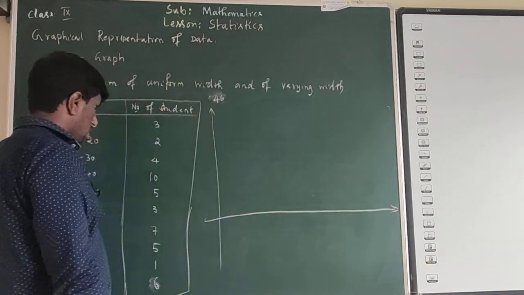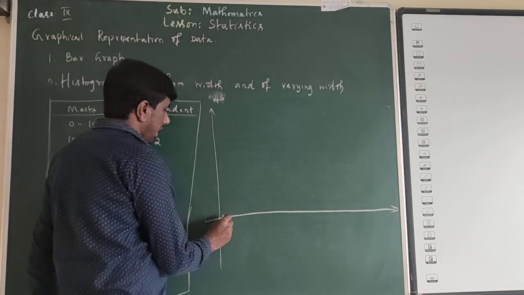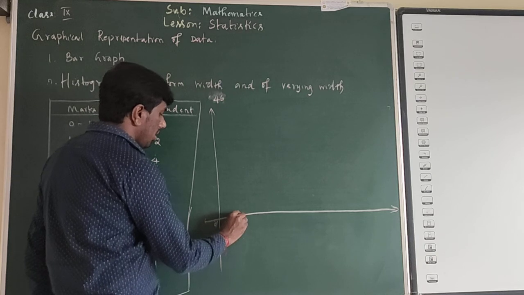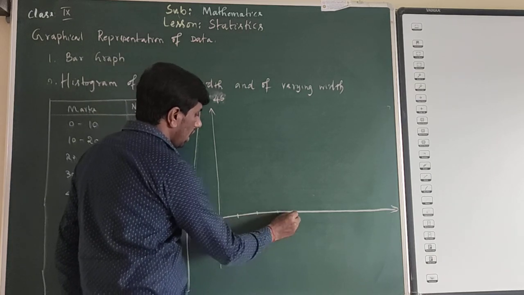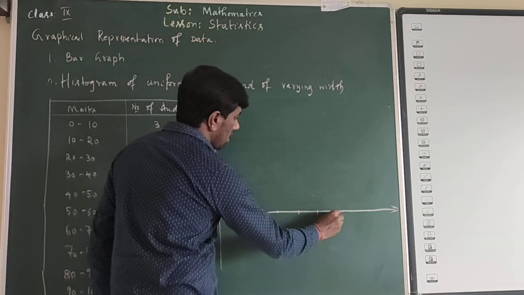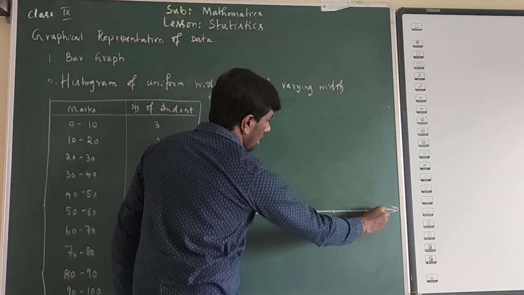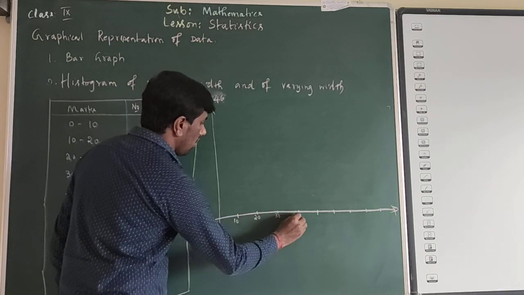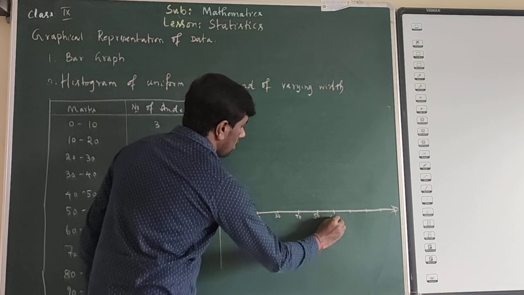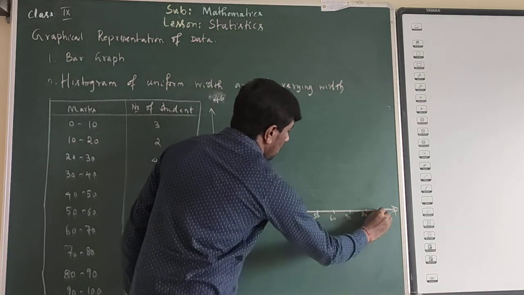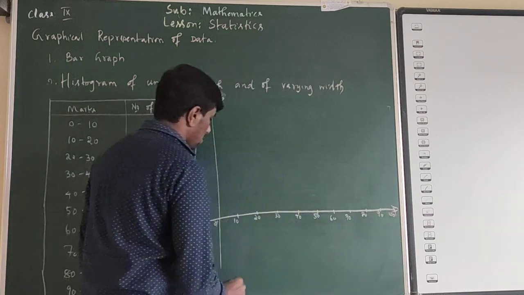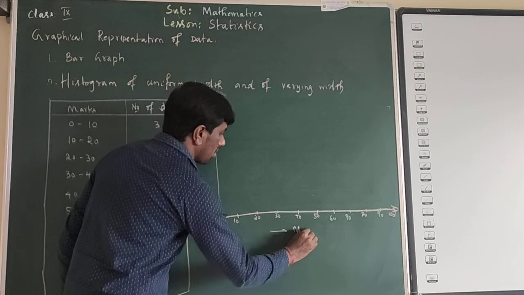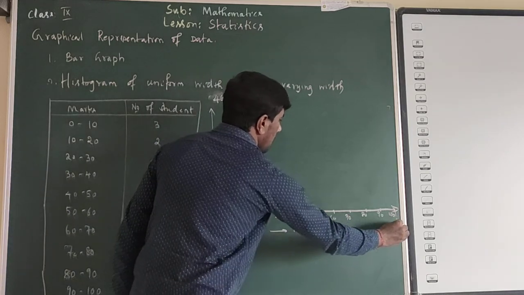Right. So we should divide the x-axis also into equal intervals, and the y-axis also into equal intervals. So this is 10, 20, 30, 40, 50, 60, 70, 80, 90, 100. Along the x-axis I have taken marks. So this is the x-axis and this is the y-axis.